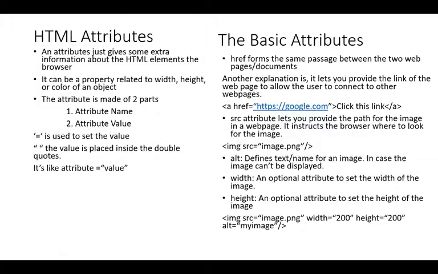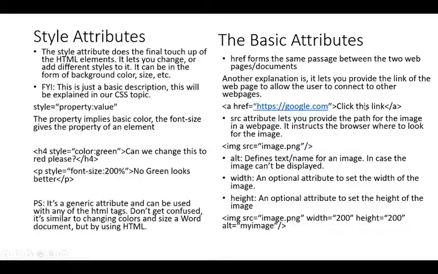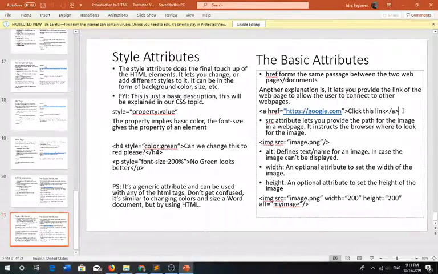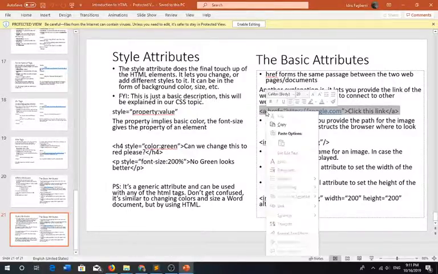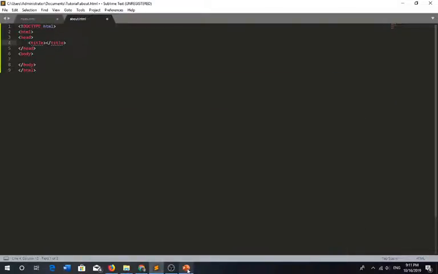attribute. We have the href, which forms the passage between two web pages or documents. Another explanation is it lets you provide the link of a web page to allow the user to connect to other web pages, like I showed you. Then it is written this way: href equal to google.com. So if I copy this code and go to my body tag, it is usually placed in the body tag like we mentioned.